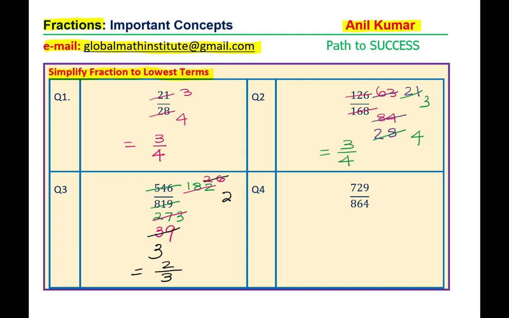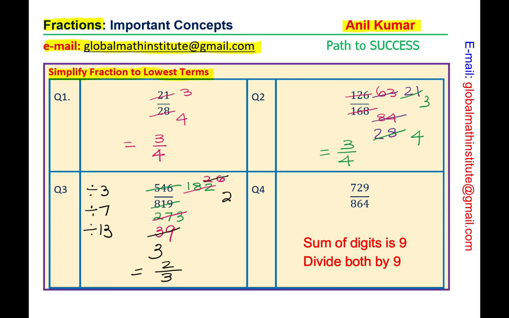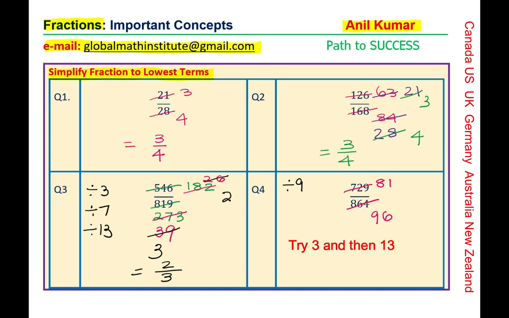So here what we did was we first divided by 3, right? And then we divided by 7 and then by 13 and got a result. Perfect. The next one, 729 over 864. If I add 7 plus 2 plus 9, I get 18, so I can divide the numerator by 9. Denominator, 8 plus 6 plus 4 is 18. I can divide this also by 9. So let us divide first by 9. 9 times 8 is 72, and 9 times 9 is 81. In the denominator, 9 times 96 is 864. So we get 81 over 96.